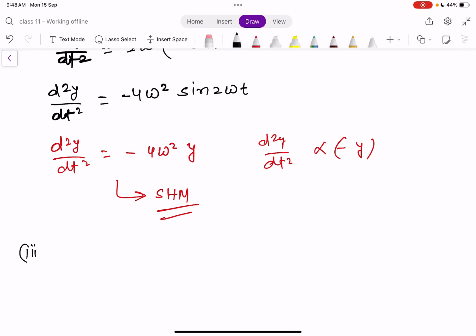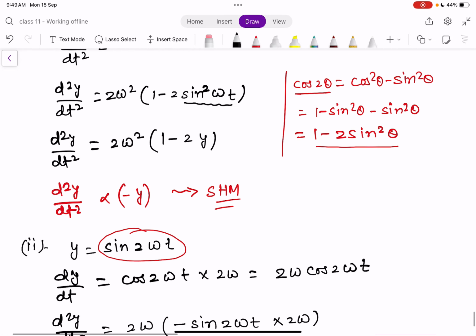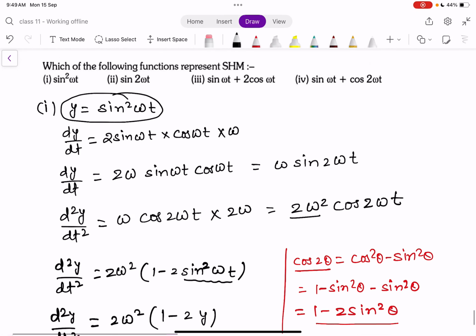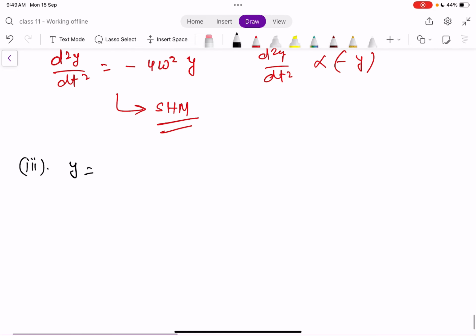Again, come to the third one. The third one is y equals to sine omega t plus 2 cos omega t. So y equals to sine omega t plus 2 cos omega t.